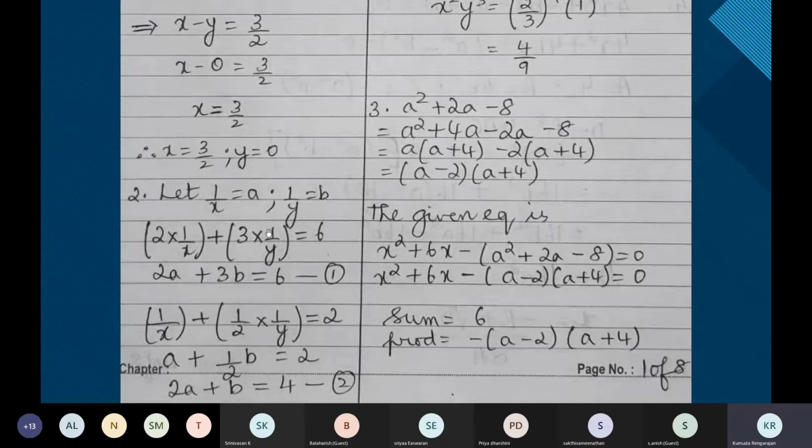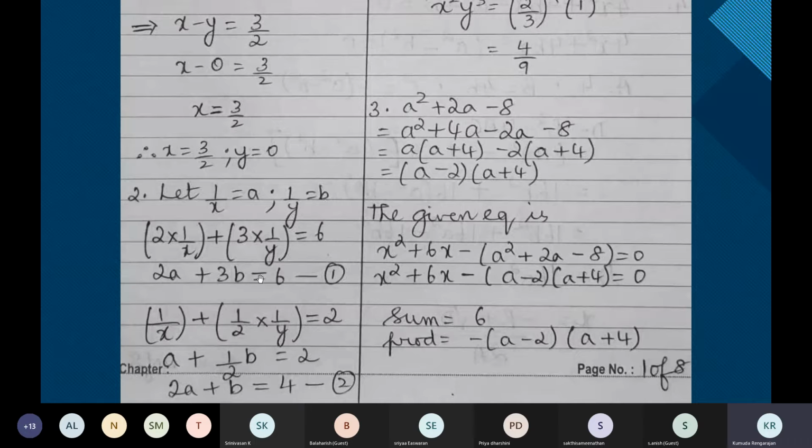So see, 2 by x is nothing but 2 into 1 by x. 3 by y is nothing but 3 into 1 by y. And 1 by x is a, 1 by y is b. So 2a plus 3b is equal to 6 is the first linear equation in a and b.